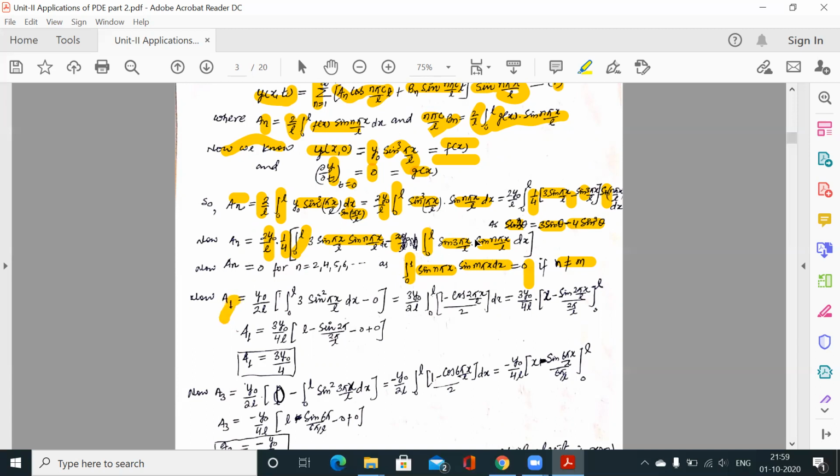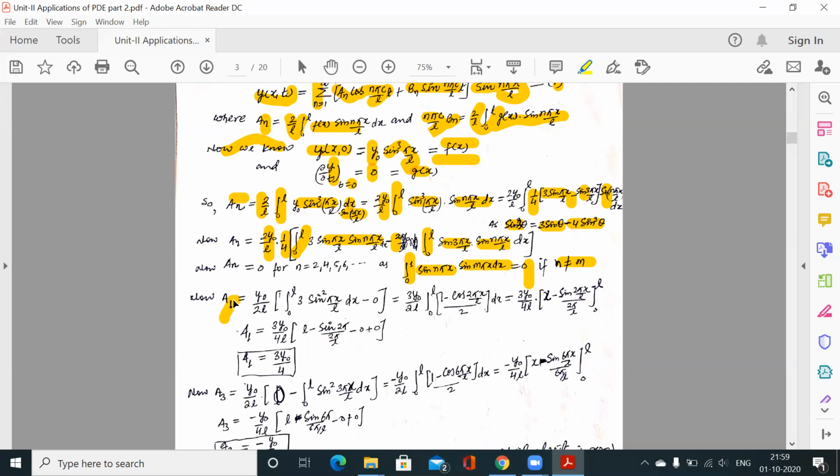And similarly, for the second integration, sine 3 pi x by l, 3 is fixed. Now n varies from 1 to infinity. So when we substitute 1, it will be 0. When we substitute 2, it will be 0. When we substitute 3, it is sine 3 pi x by l into sine 3 pi x by l. So the angles are the same, and in this case we will get a non-zero value. Otherwise, all other values are 0.